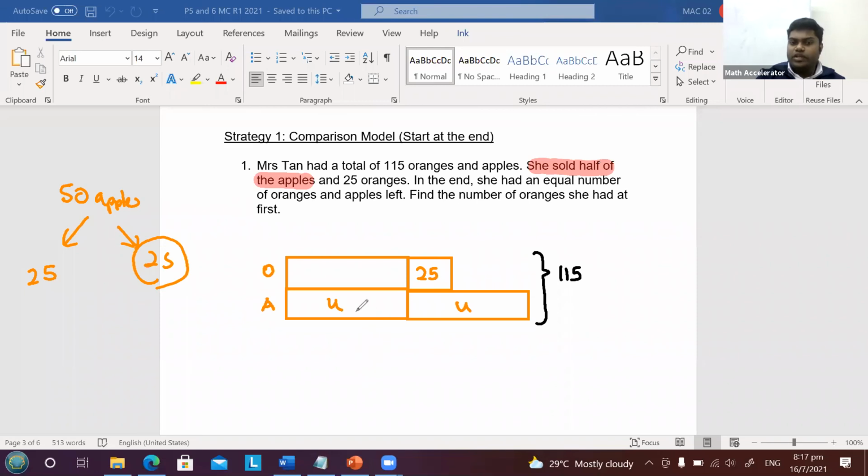Okay, so if this is 1 unit, this is 1 unit. Over here should also be another unit as well. Agree? All right. So find the number of oranges she had at first.